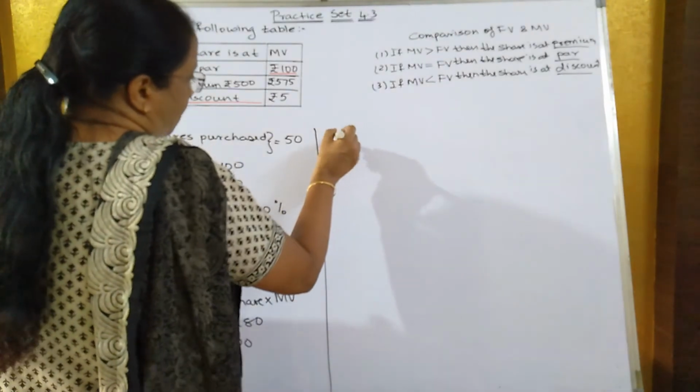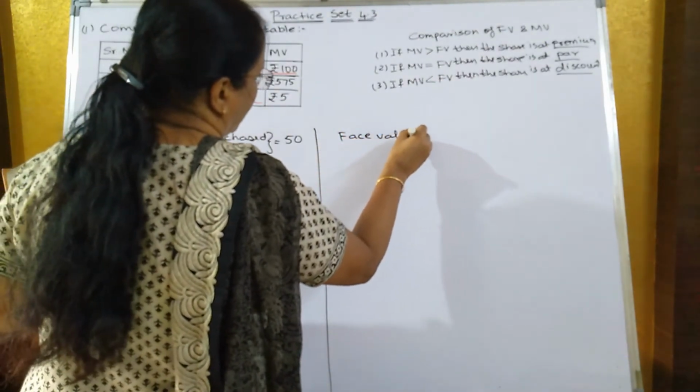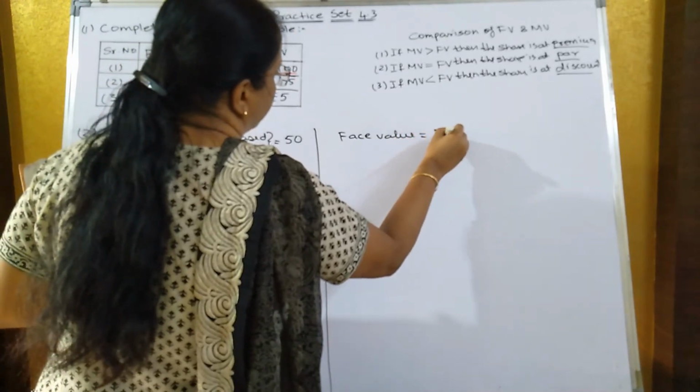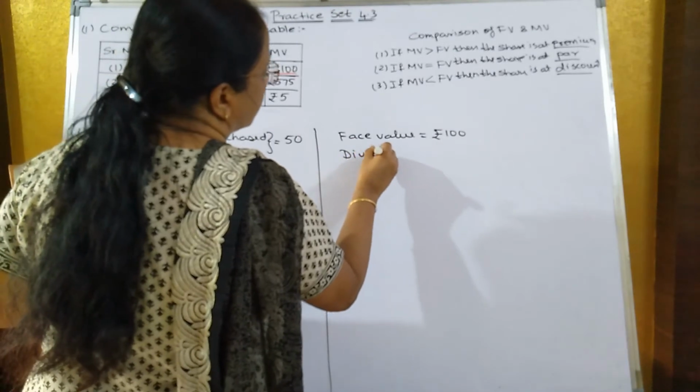Now face value is equal to how much? Face value is equal to ₹100. Dividend is equal to how much? 20%.